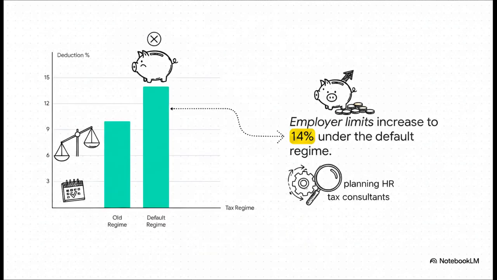When you see it laid out like this, the impact is obvious. If a private sector employee sticks to the old optional tax regime, their employer's contribution is capped at 10%. But the moment they shift to the new default regime under Section 202, boom, they unlock that higher 14% threshold.